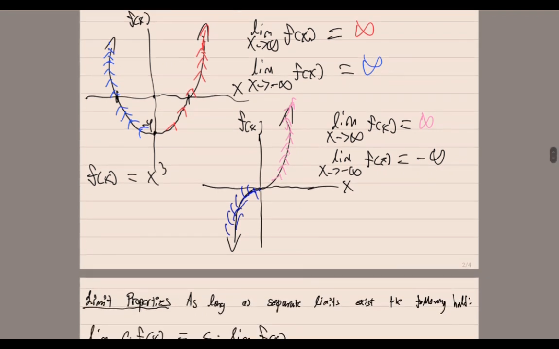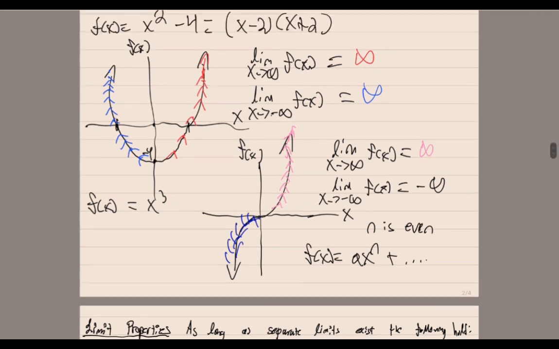So if you have a polynomial, plus a bunch of other terms and stuff, we really only care about the highest degree term. If this degree, if n is even, then its end behavior is going to be the same going to the left and right. So negative infinity and positive infinity.